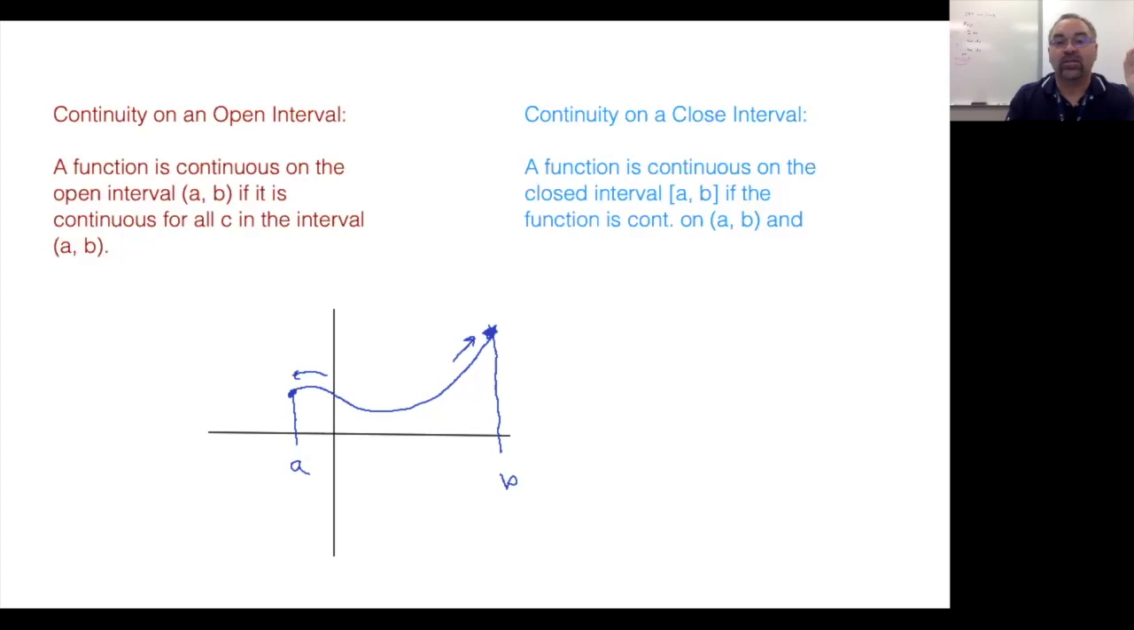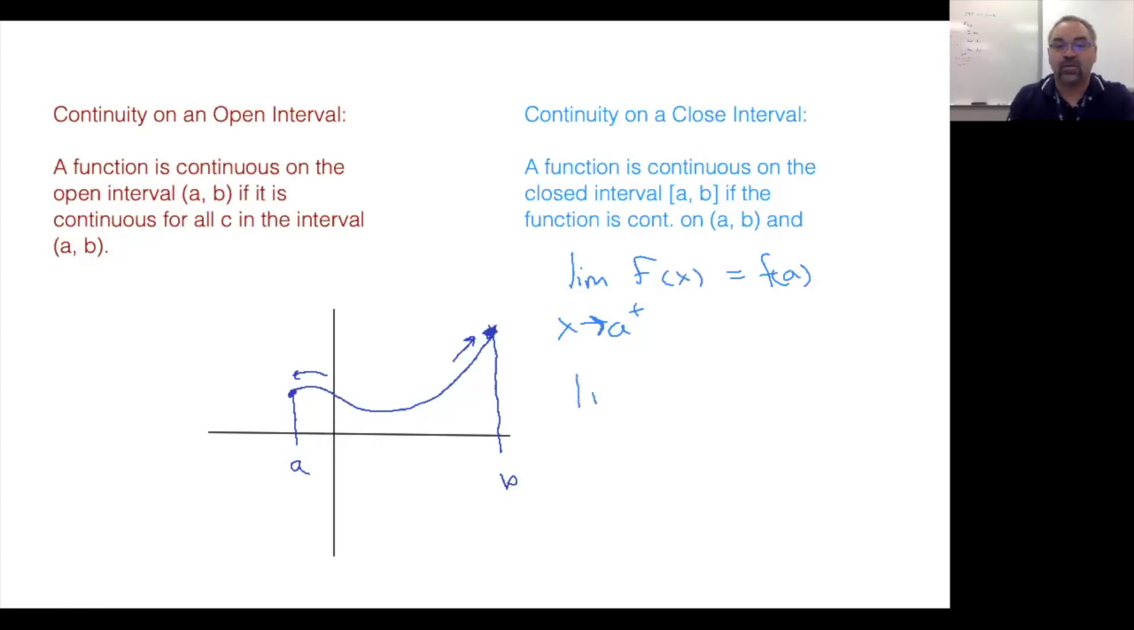What we say is the function is continuous on the closed interval a to b if it's continuous on the open interval a to b, and the limit as x approaches a from the right, and I'm going to put a little plus sign as a superscript on a, of f of x equals f of a. That little plus sign means only worry about the one-sided limit. So that's a one-sided limit notation.